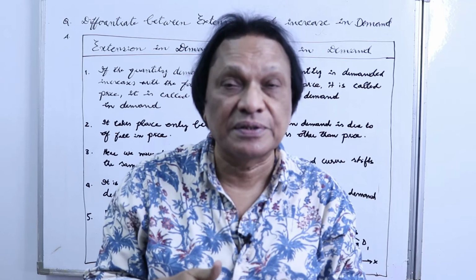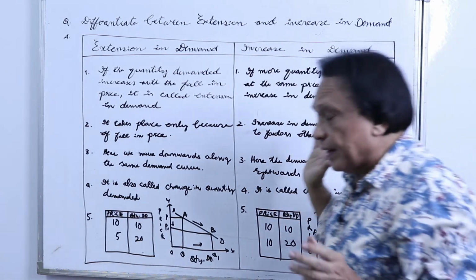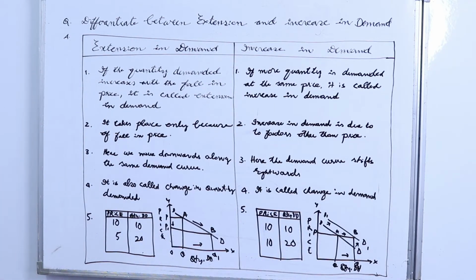What exactly is this? Look at the board carefully here. See, I go off the board here, you can see it better. Differentiate between extension and increase in demand. Extension on your left hand side. Whenever they ask you differentiate questions, it should preferably be written in a tabular form. Extension in demand and increase in demand.